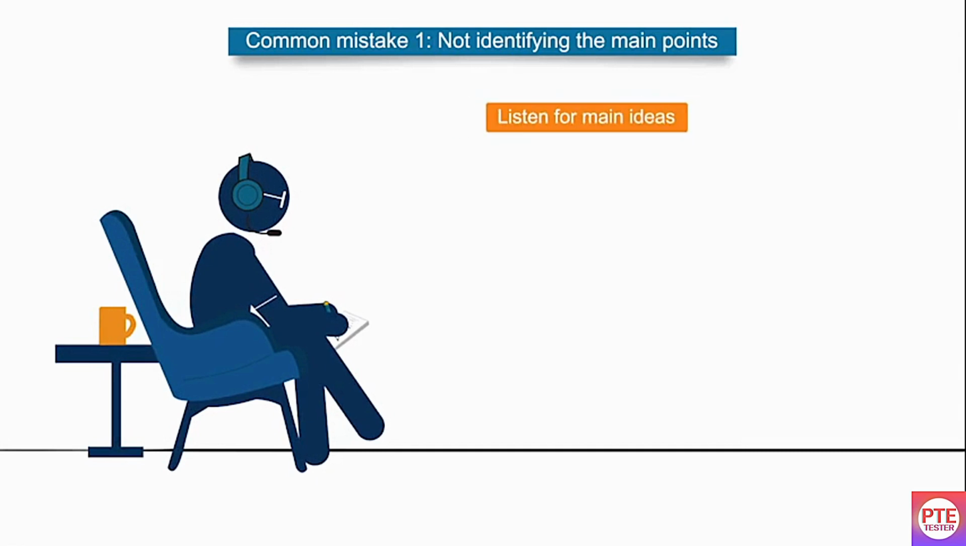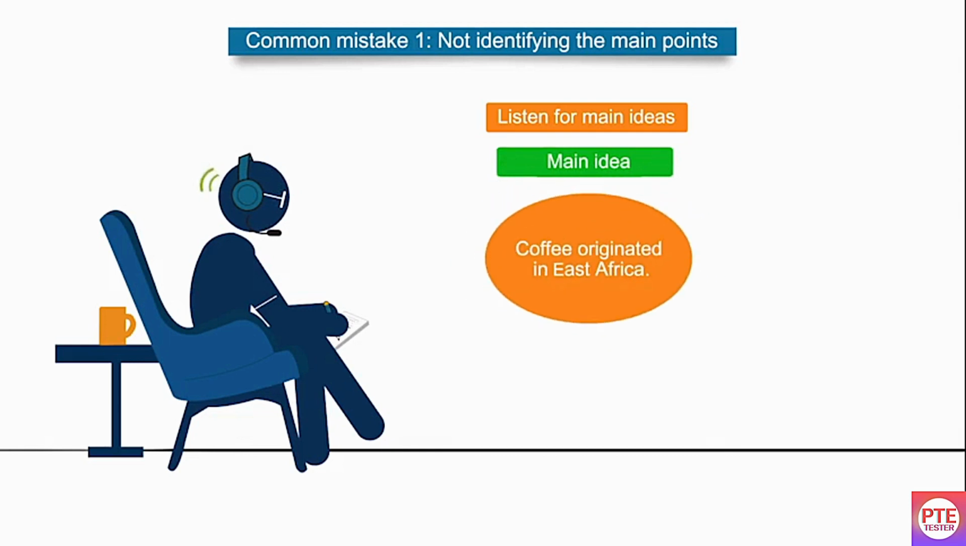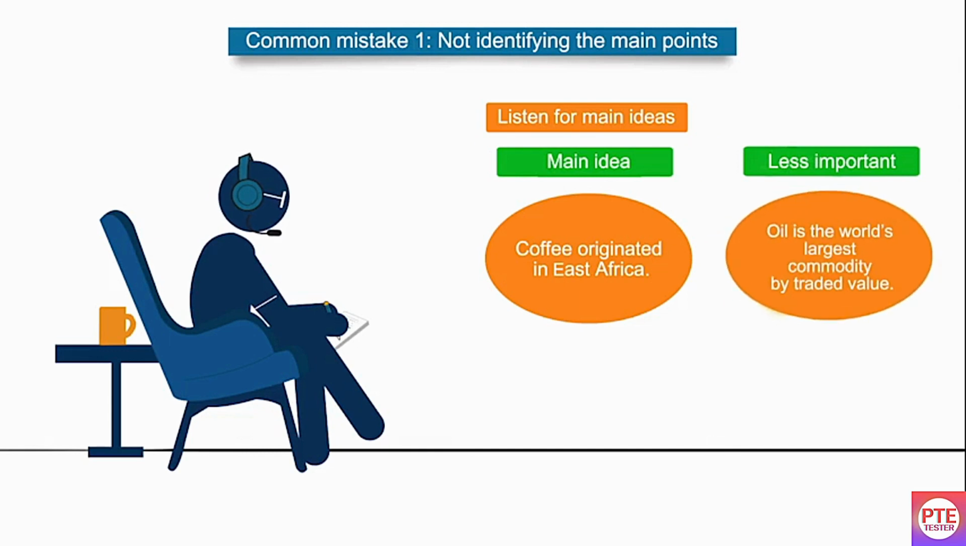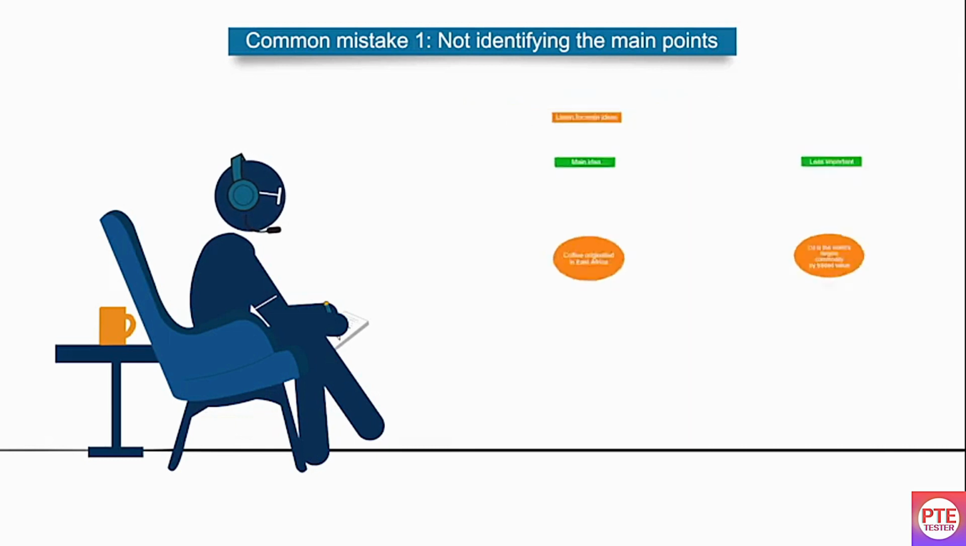You should listen out for the main ideas. Be clear which information you need for your summary. For example, a main idea is coffee originated in East Africa. However, a less important piece of information is oil is the world's largest commodity by traded value.